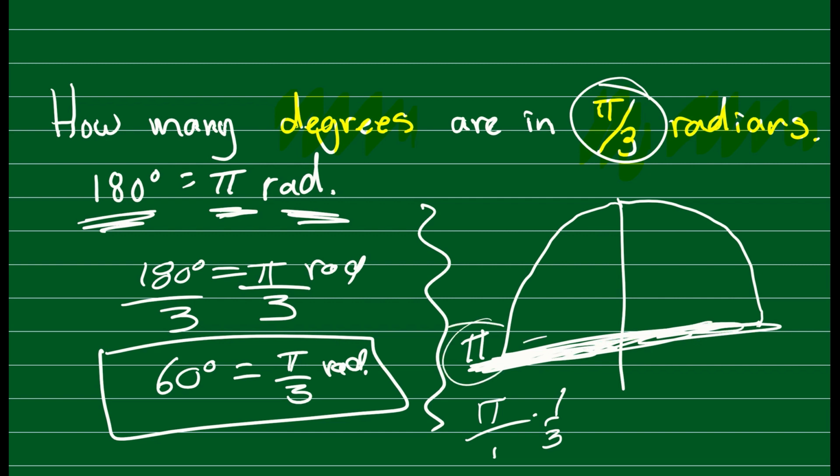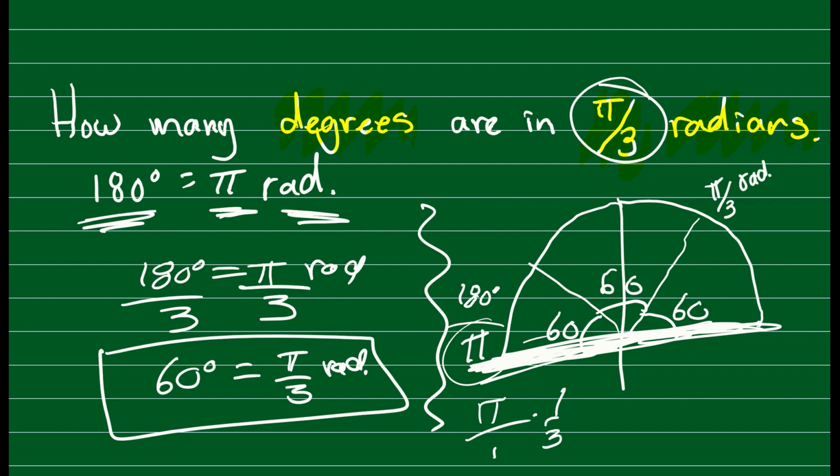So this whole piece that is a pi measurement, let's divide it into 3. Maybe here and here. Do we know how many degrees that is? If 180 divided into 3 is equal to 60, and 60. So what do we know from this one? The 60 degrees is equal to pi over 3 radians. So this little angle, you can tell me that it's either 60 degrees or that it is pi over 3 radians.